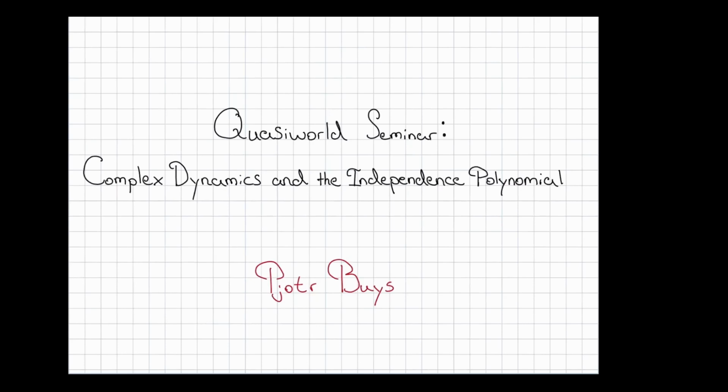Yeah, so I will be talking about the independence polynomial, which is an object I really like because it hits a lot of areas of mathematics and physics: statistical physics, graph theory, combinatorics, computational complexity theory, and also complex dynamics. So I will focus on its connection to complex dynamics. But let's start with some physical motivation for this object.